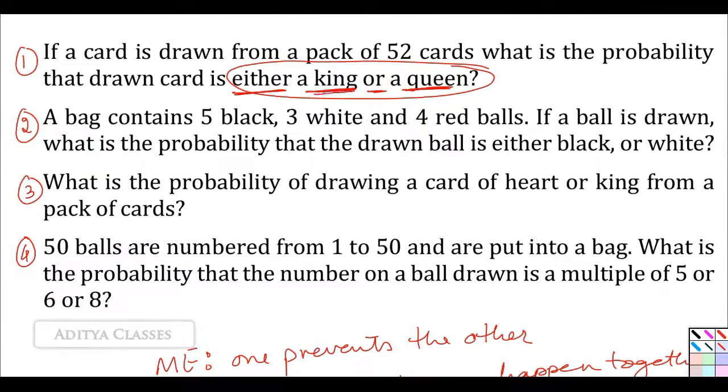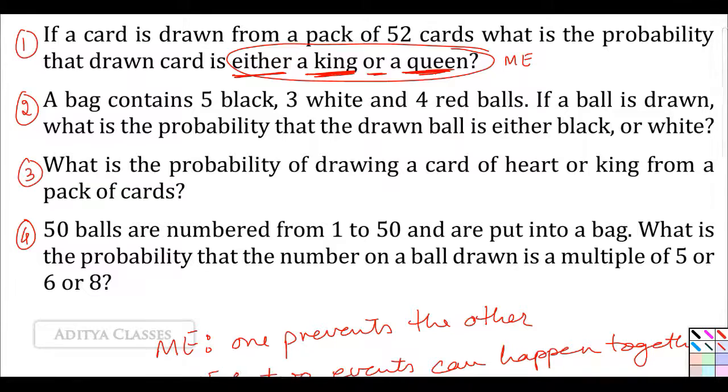Now we have two events over here, king, queen. Can these two events happen together? No. If a card is king, it cannot be a queen. If a card is queen, it cannot be a king. So this is a case of mutually exclusive experiments or outcomes. Experiment with mutually exclusive outcomes.